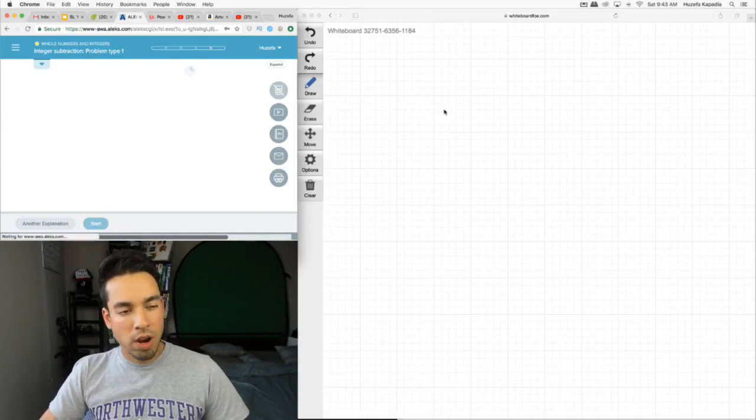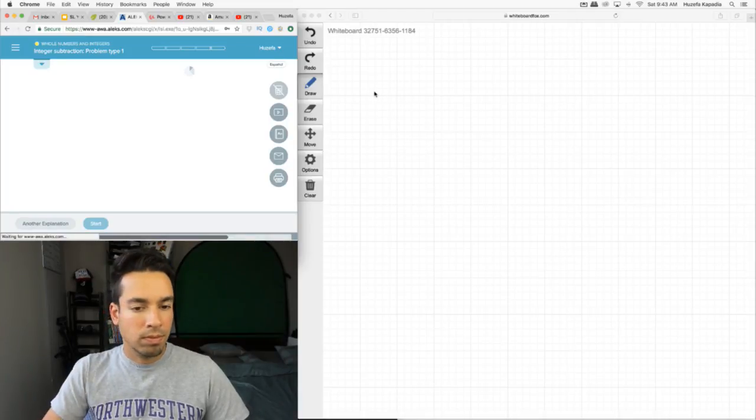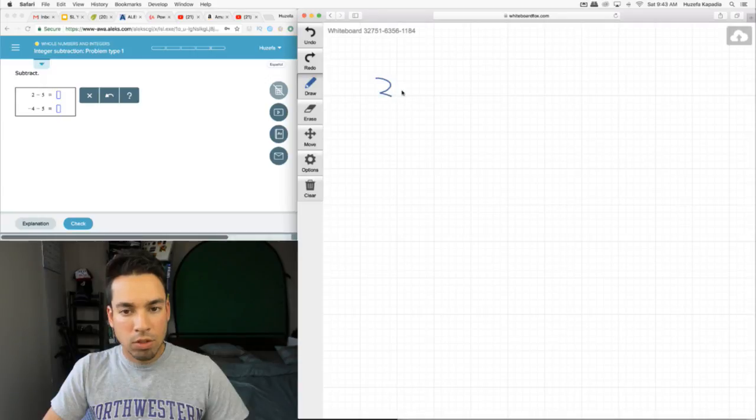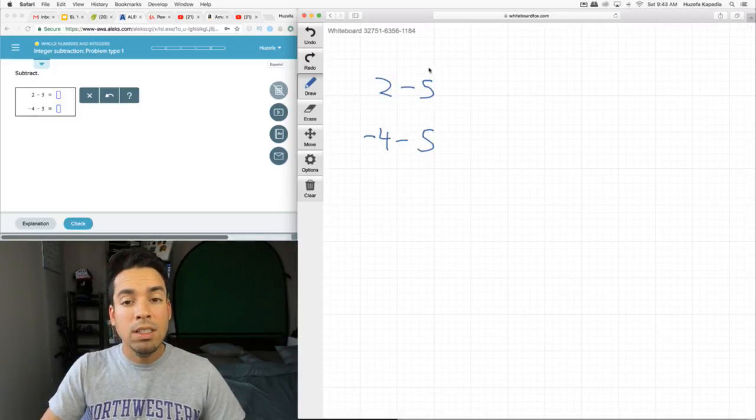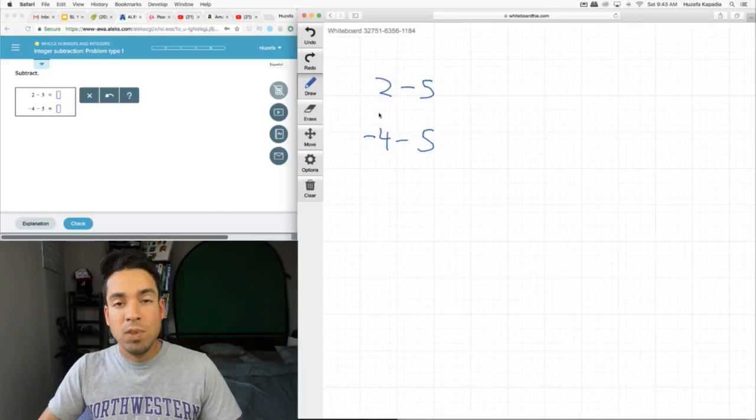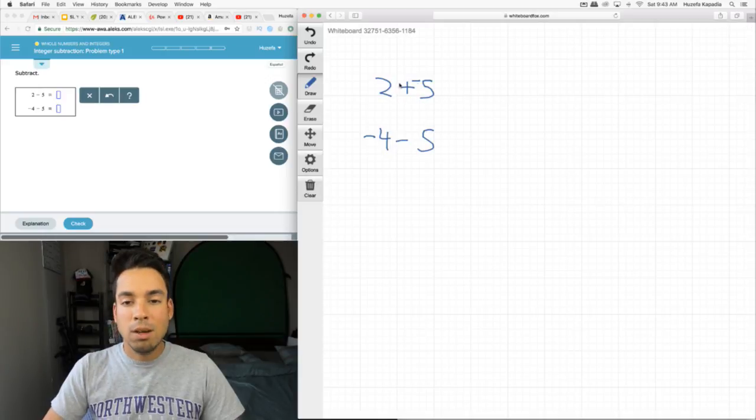Boom, integer subtraction, problem type 1. So now we got 2 minus 5 on top and a -4 minus 5 on the bottom. Now the best way to think about this is, again, it's just like the last topic where we are adding and subtracting positive and negative integers. So think about it like this. A minus sign is just like a plus negative.